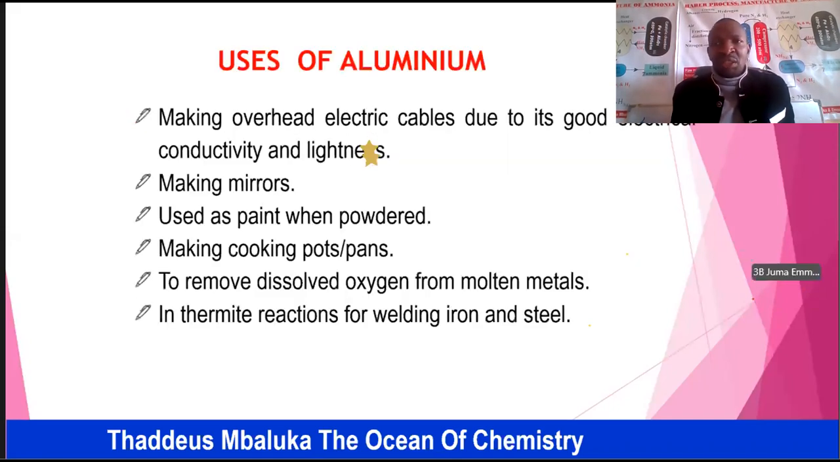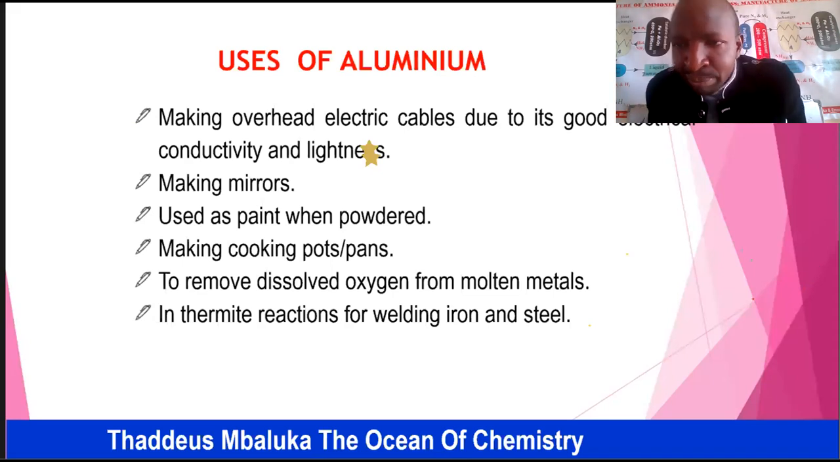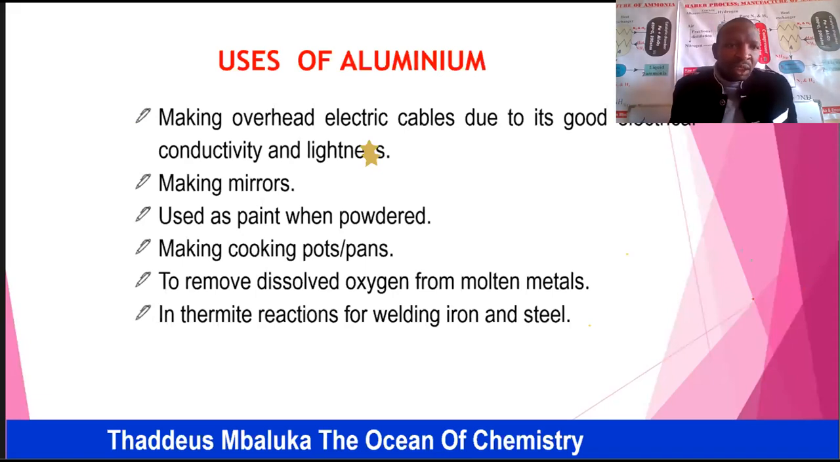We can look at uses of aluminium. This is not something that you need to be taught. You can just control making overhead cables due to its good electrical conductivity, making mirrors as a paint when powdered, making cooking pots or other pans, and to remove dissolved oxygen from molten metals under a process called the thermite process, in thermite reaction for welding of iron and steel.